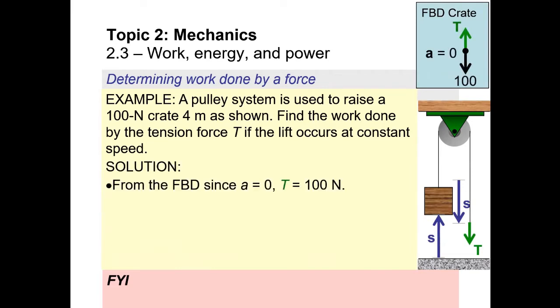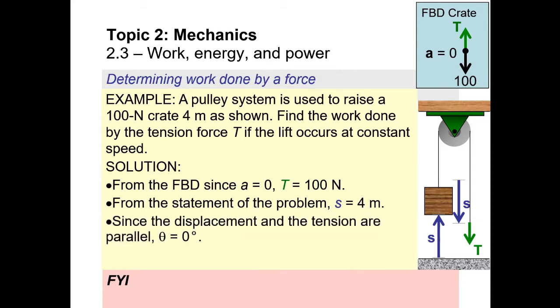Since the lift occurs at a constant speed, acceleration equals 0, which means the resultant force in the y component equals 0. T minus 100 equals 0, so T equals 100 Newton. From the statement of the problem, displacement is 4 meter. Since the displacement and the tension are parallel, theta equals 0 degree. So use the work done formula, T times the distance moved times cosine theta. Tension is 100 Newton and the distance moved is 4 meter and they are parallel. So cosine 0 degree is 1. That gives us 400 joule.